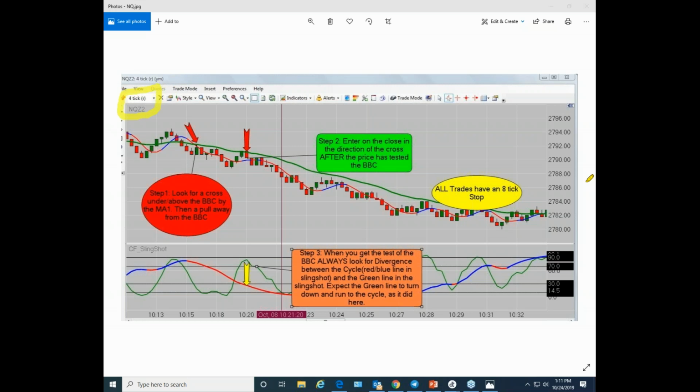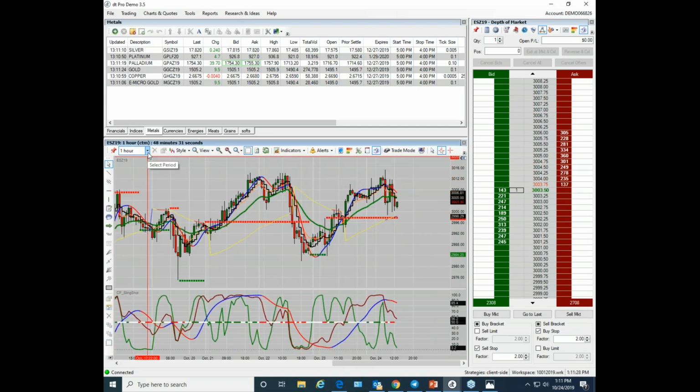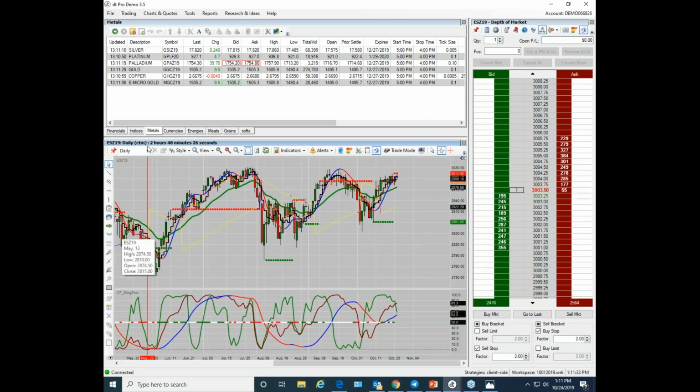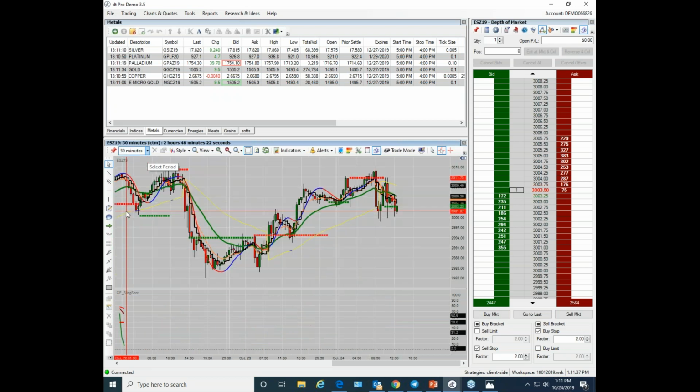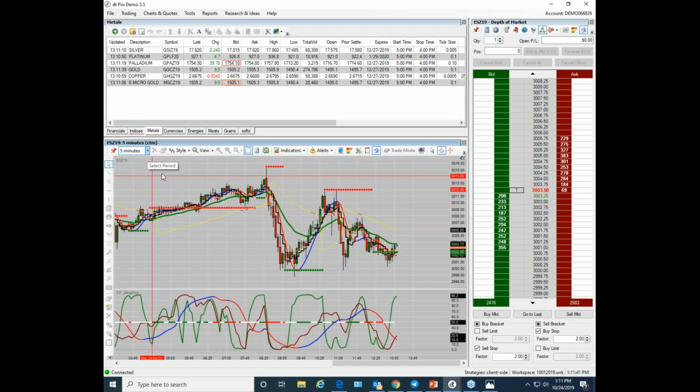We are on a 4-tick range chart. So if you have DtPro, how the heck are you going to get there? Chances are you're on a time-based chart. You could be on an hourly, daily, a 30-minute, or you may even be on a 5-minute. The idea is to get on a 4-tick range chart.